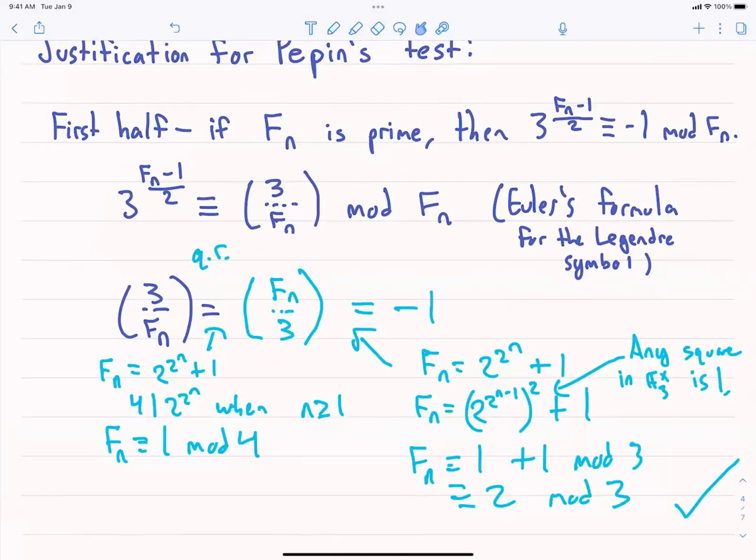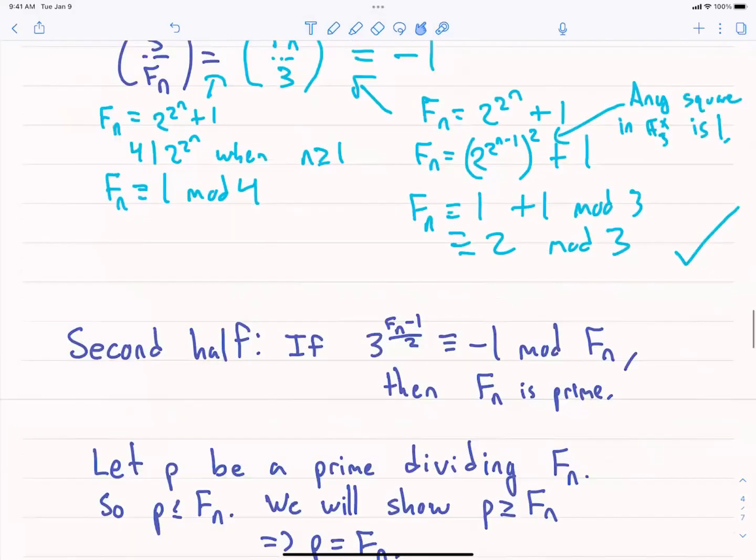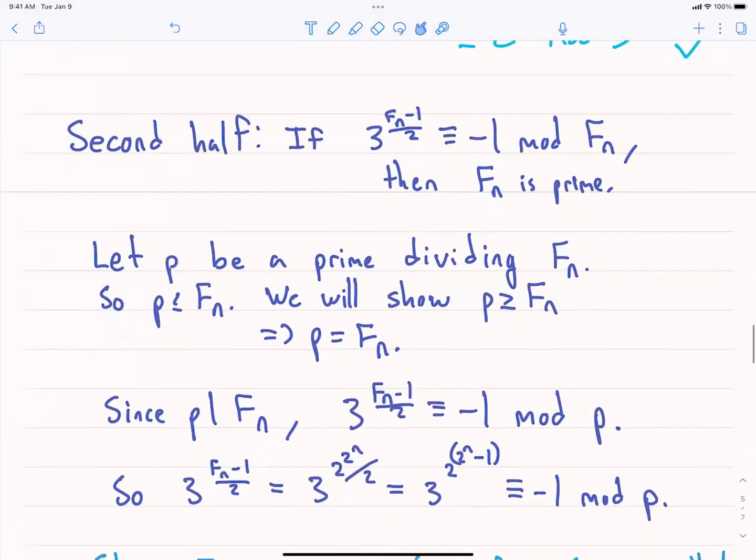That says if the nth Fermat number is prime, then it is true that 3 to the (Fn - 1) over 2 is going to be congruent to -1 mod Fn. Okay, so now we have to show the other part. We have to show that if this congruence holds, so if 3 to the (Fn - 1) over 2 is congruent to -1 mod Fn, then Fn is prime. Okay, so how are we going to do this?